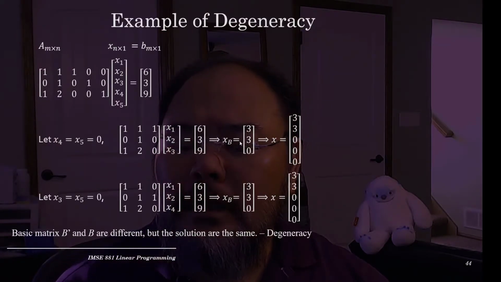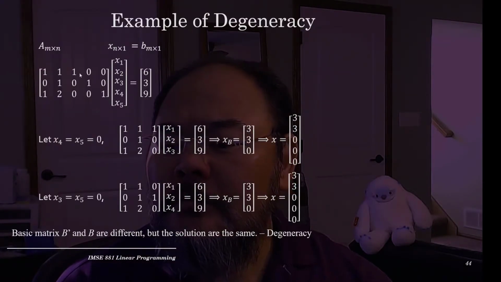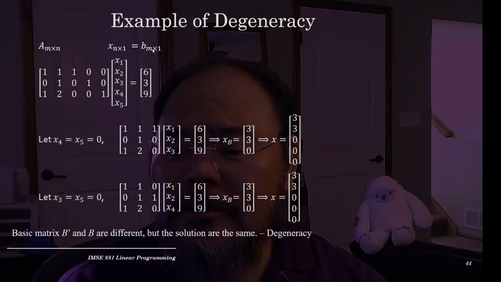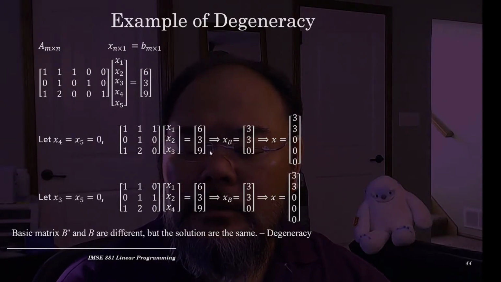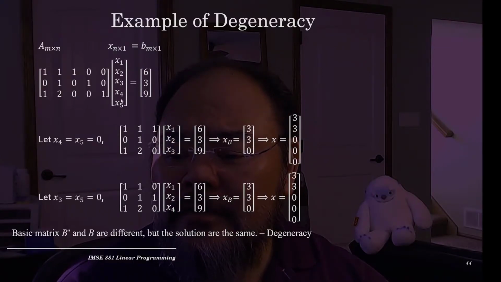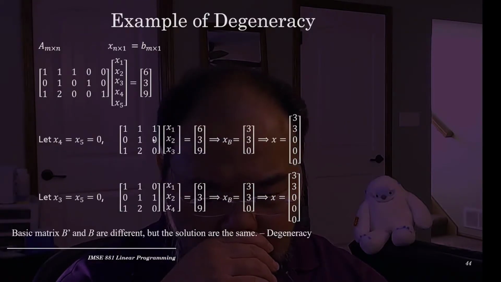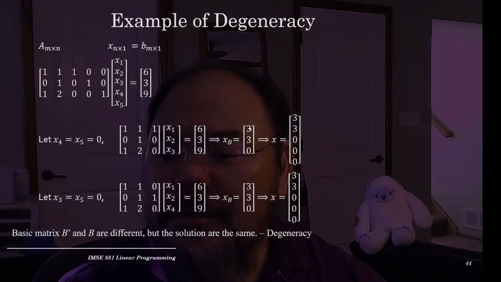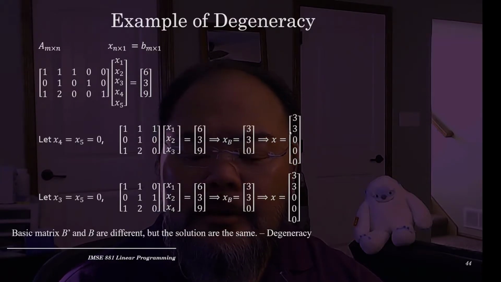So let me give you an example of a degenerate solution. For example, this is our A times X equals B, the constraint matrix, like that. We let x4 and x5 equal 0, so x1, 2, 3 are the basic columns. Since we set x4 and x5 equal to 0, I can directly take the inverse matrix of this. I can calculate xB, which is x1, x2, x3, equals 3, 3, 0. And I fill in x4 and x5 as 0. This is my entire solution right here.